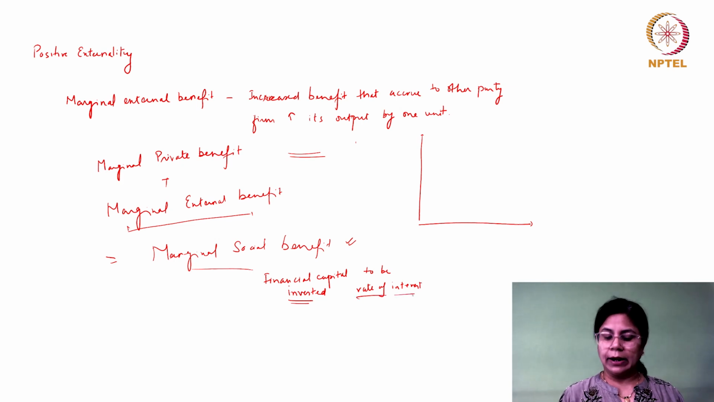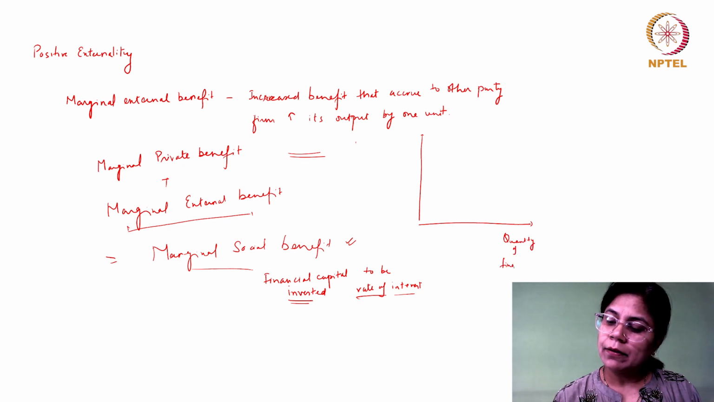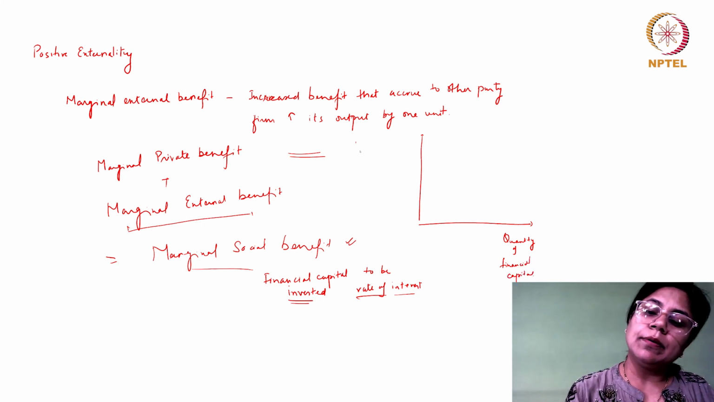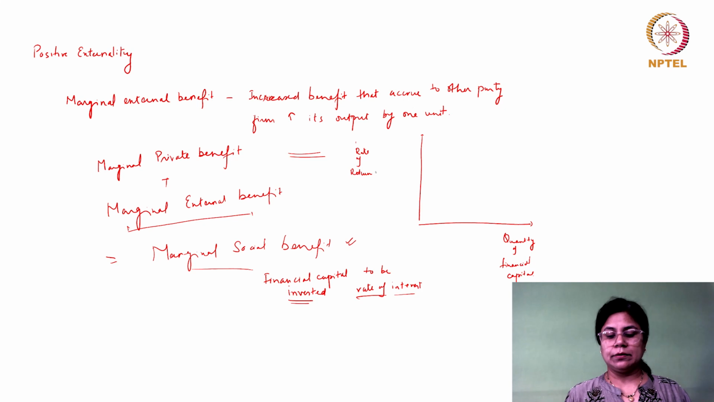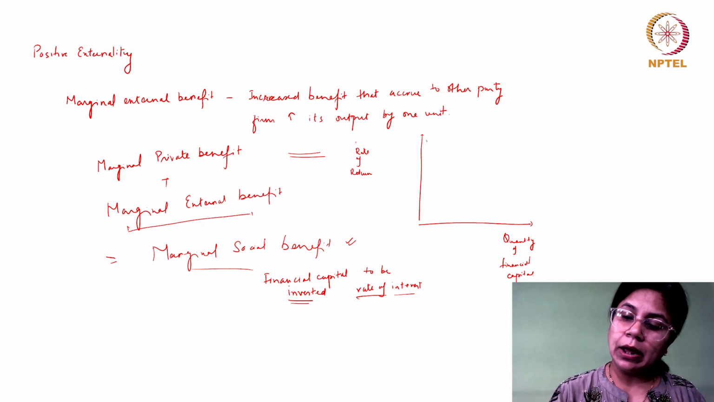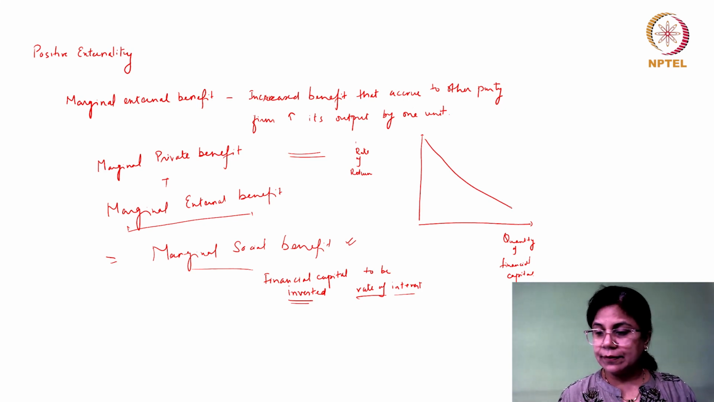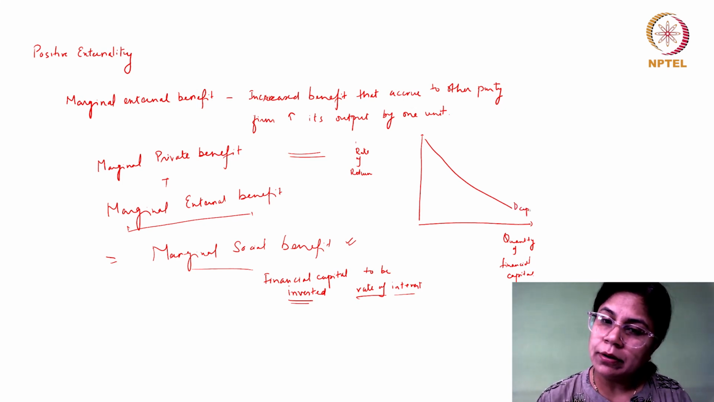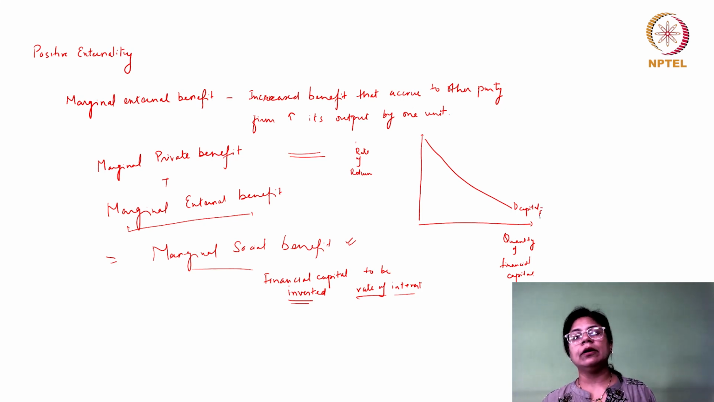So now, based on that, let us say they have to make a decision of the quantity of financial capital on the x-axis. And on the Y, we have the rate of return. Now, as this will be going down, what you will have is a curve like this. So, what is this curve telling us? This particular curve will give us the demand for the capital for the firm itself with respect to the rate of interest.